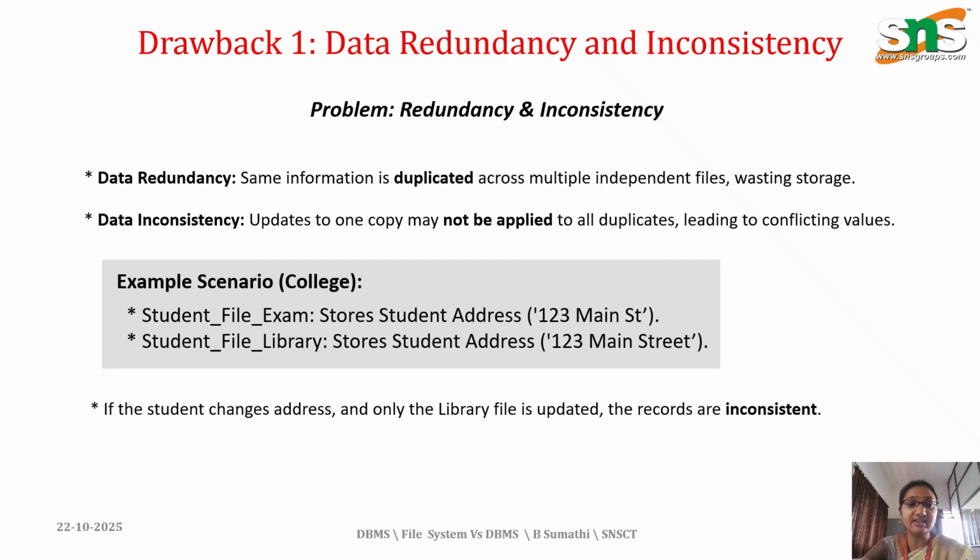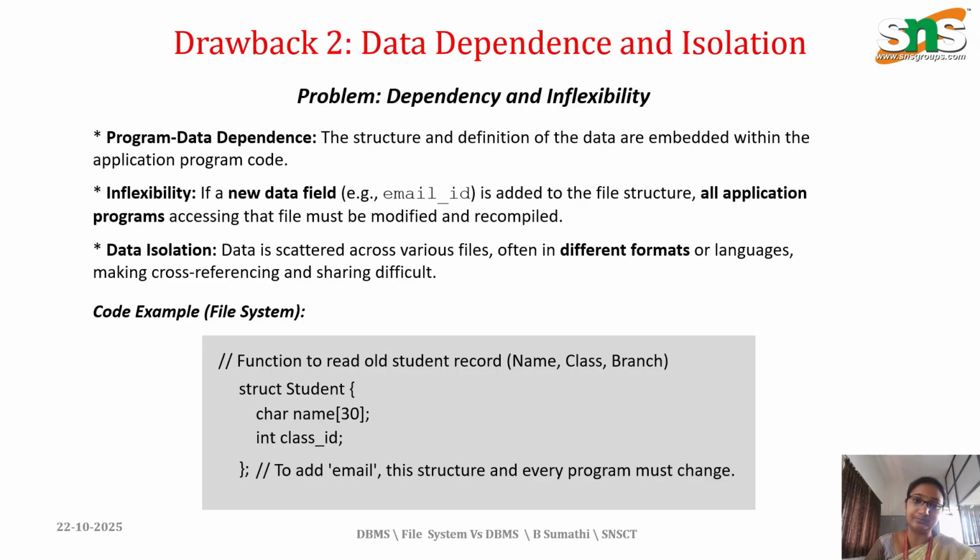The next one is data inconsistency. That is, updates to one copy may not be applied to all the duplicates, leading to conflicting values. If the same document is replicated in multiple places and you change one document, that update will never be applied to the other duplicate documents in the system. This is a disadvantage of the file system.